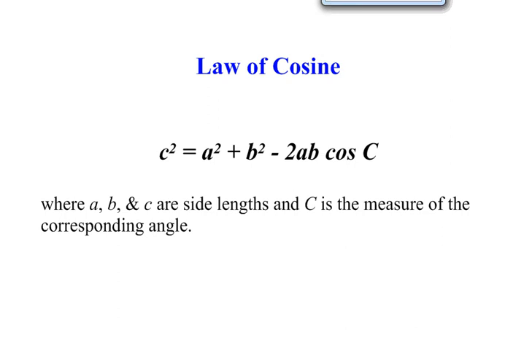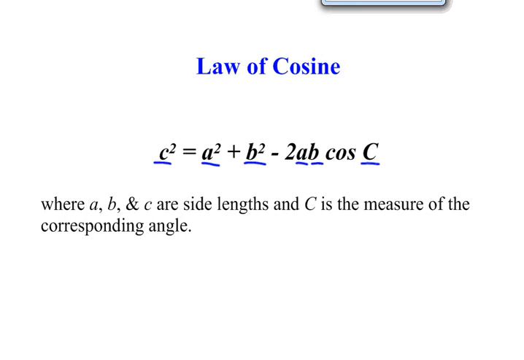Now, in the law of cosine, if we look at it in general terms, notice that we have a side length right there, side c, we would call it. And over here, we have angle C. This is a characteristic of the law of cosines. The side and the angle in those two positions must always correspond to one another. The other two sides go here, here, here, and here.